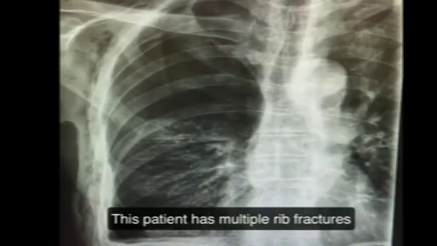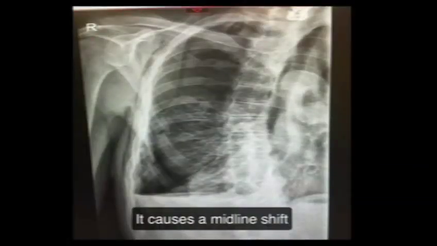For a pneumothorax. This patient has multiple rib fractures. They cause a pneumothorax with a midline shift, forming a beginning tension pneumothorax.